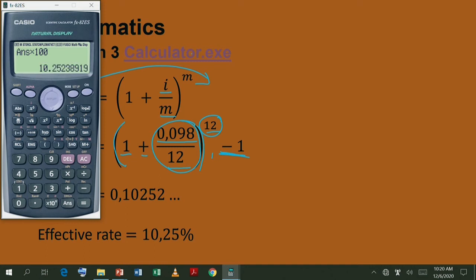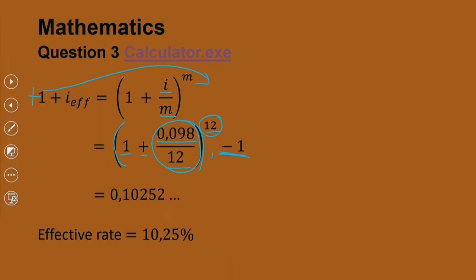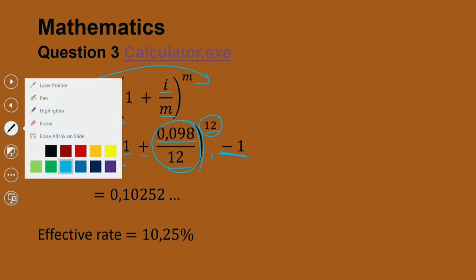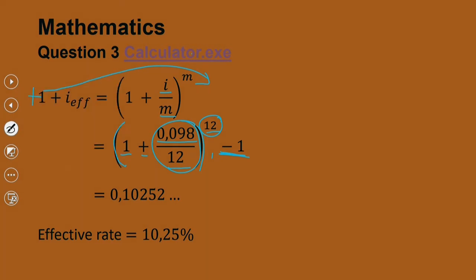And then this is what we are having. Remember, what do we have? We've calculated 0.10252, and then we multiplied it by 100, and then the calculator gave to us that it is 10.25%. So we have found the effective interest rate.